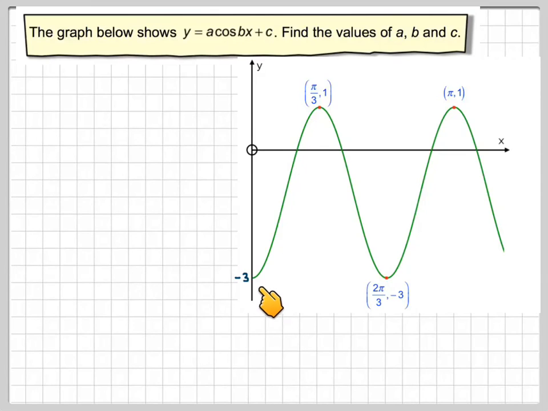This point is obviously minus 3. This point is obviously 1. If we try to draw on the graph, because we know it's a cos, we try to draw the proper graph of cos x, then this is pi by 2, we know this is pi, and this is the first part of cos x.